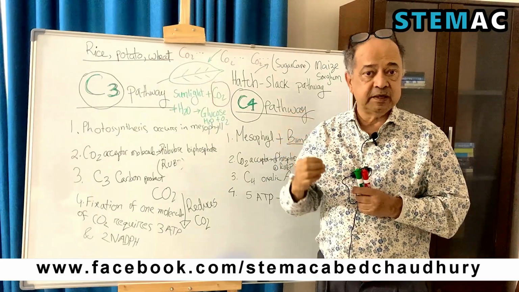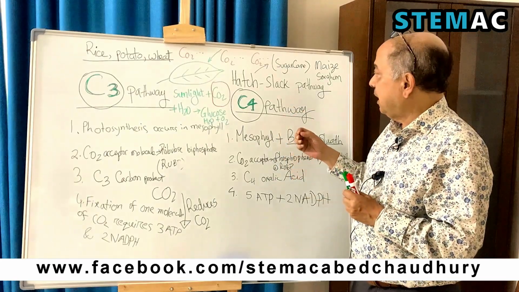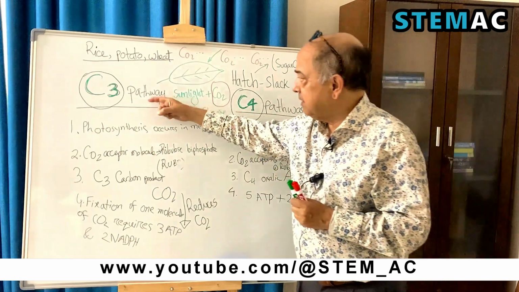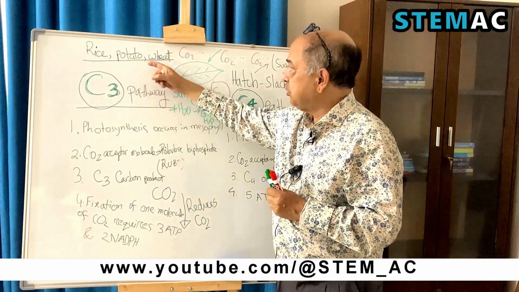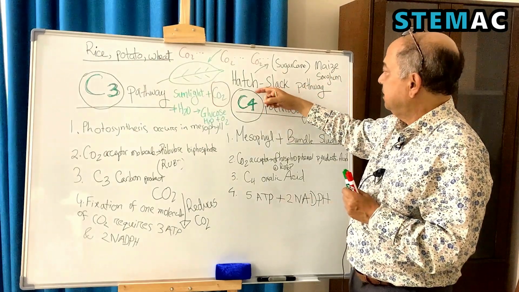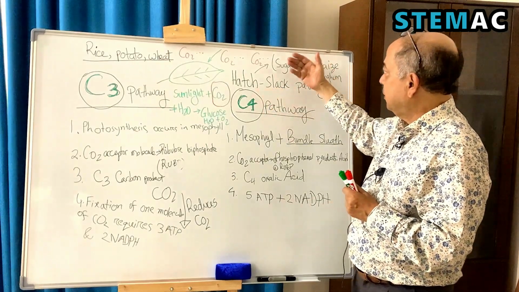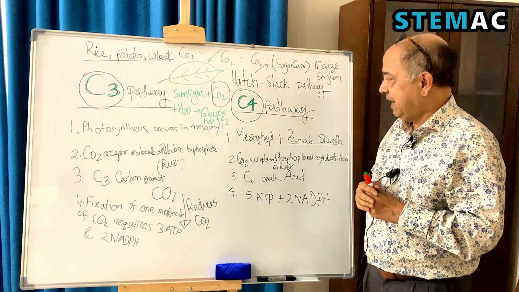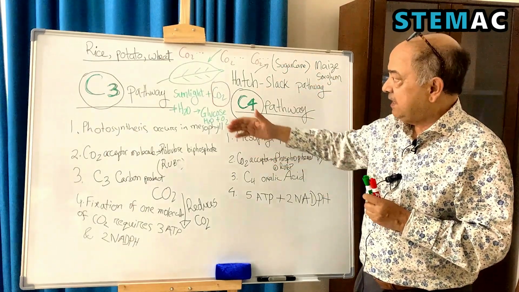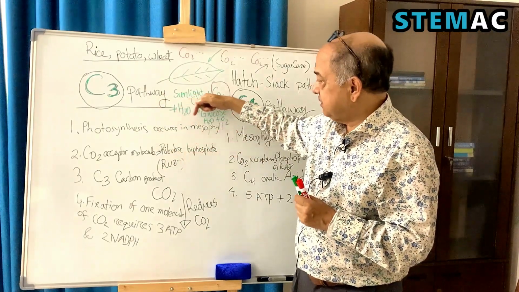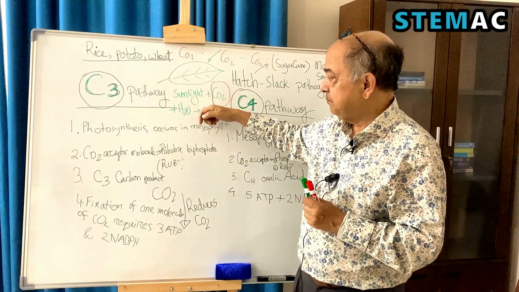for climate mitigation. So there are two types of plants in the world: the C3 plants, which include rice, potato, and wheat, and then the C4 plants, which are sorghum, sugarcane, and corn or maize. And in these plants, take for instance C3 plants, photosynthesis occurs in the mesophyll cell.